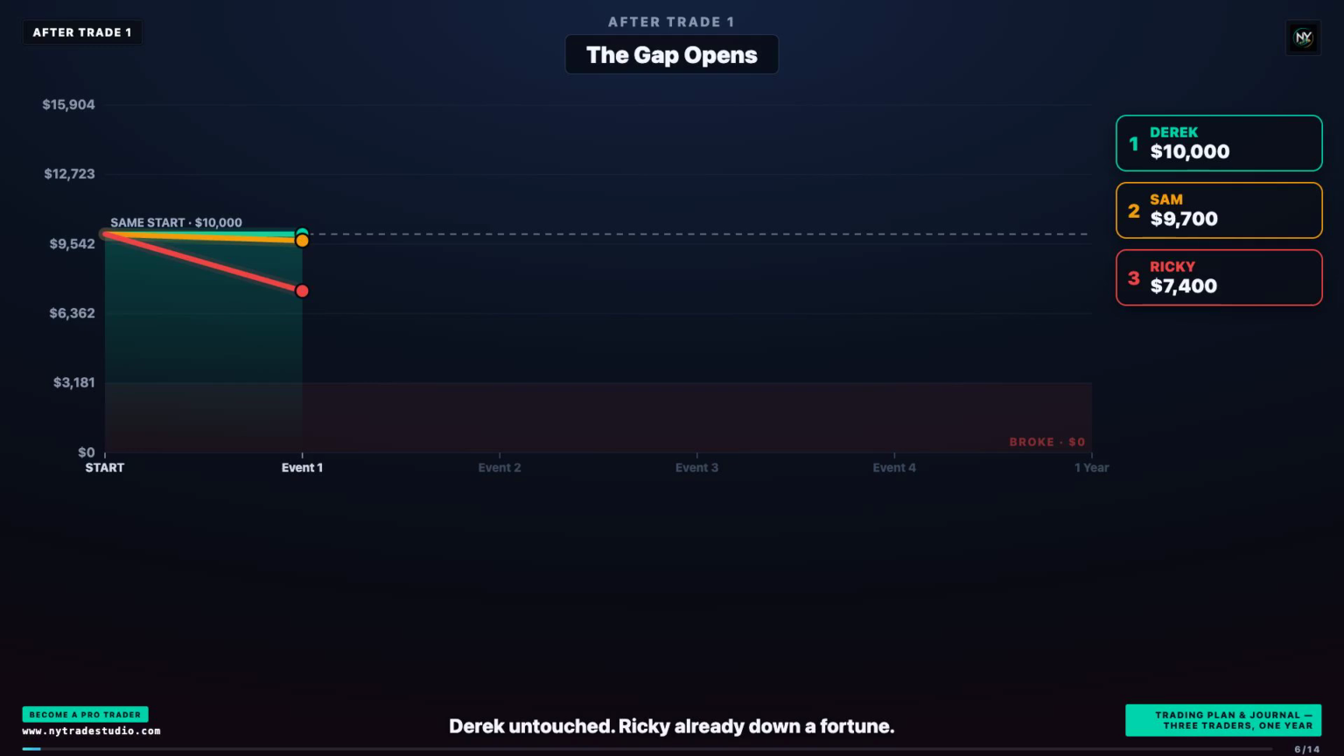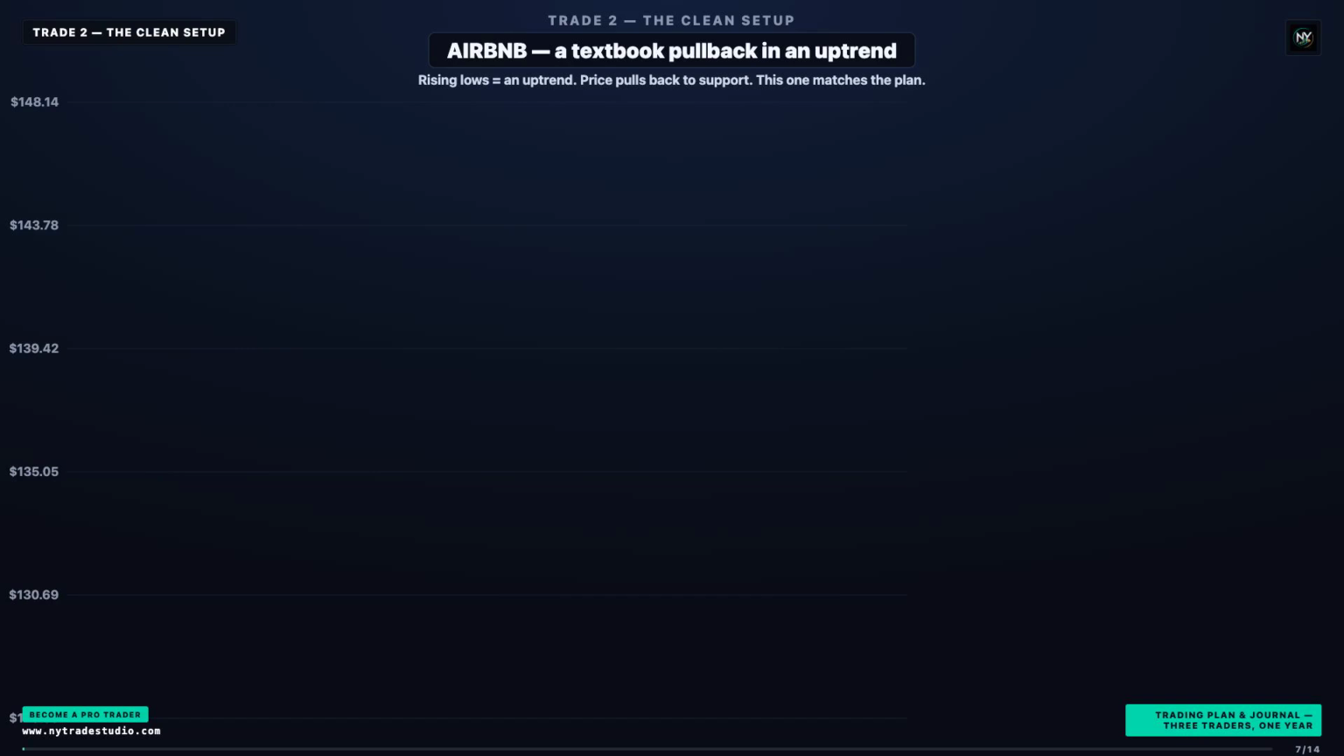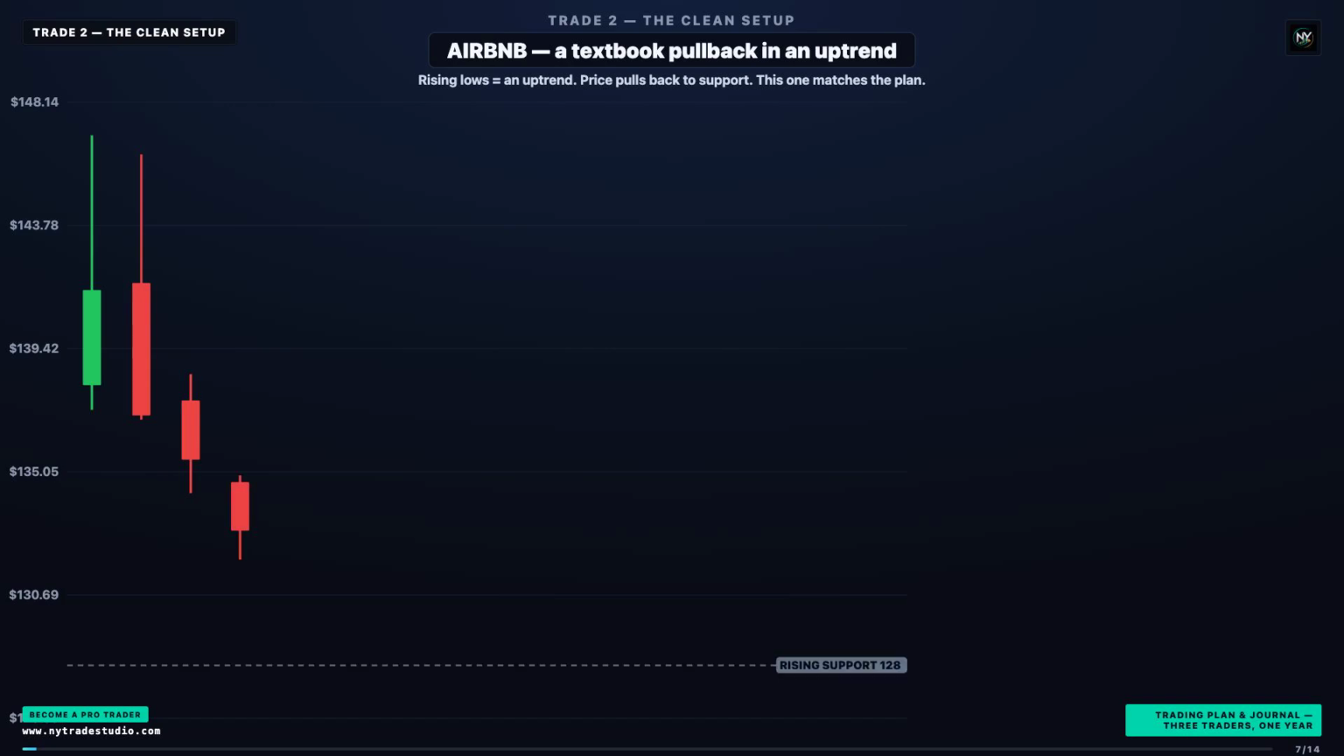The gap is open. Trade 2, and finally, a real opportunity. This is the actual Airbnb chart, and it is a clean uptrend, higher highs and higher lows. Price pulls back to its rising support line right here at the swing low near 128. This time, the chart matches Derek's plan perfectly.